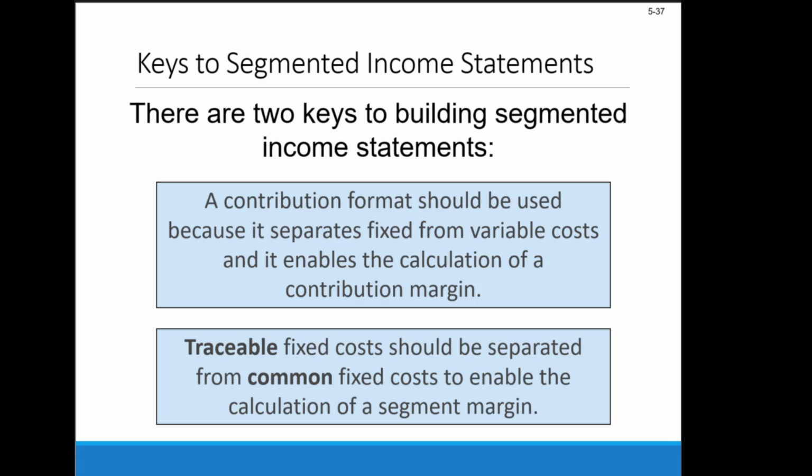So a couple of things for us to think about as we look at segmented income statements. There's really two keys to putting these things together. We should use a contribution format for that income statement because we want to be able to separate fixed from variable cost and come up with a contribution margin within the segment first. Then we want to make sure we can separate traceable fixed costs from common fixed costs so that we can calculate the segment margin of a particular segment. So that's a new measure for us here in Chapter 6.